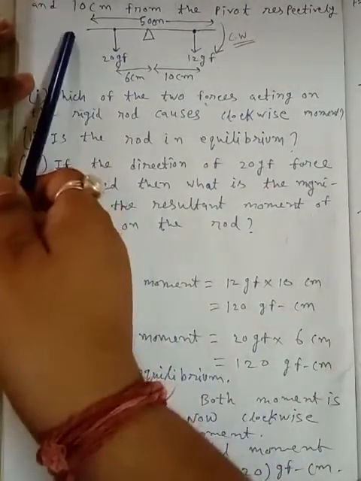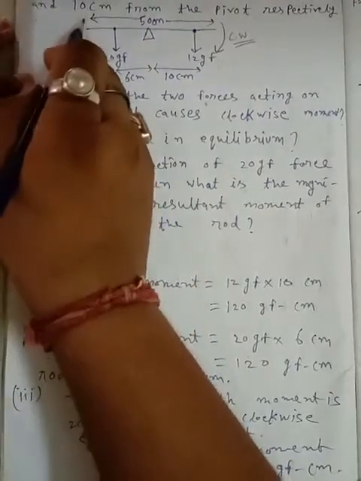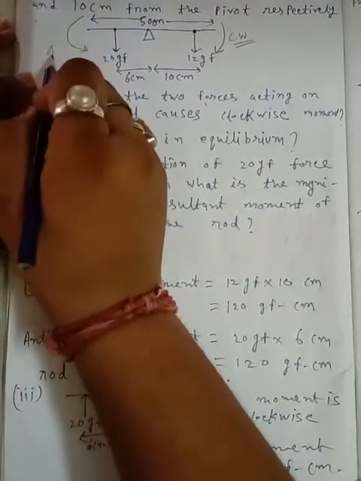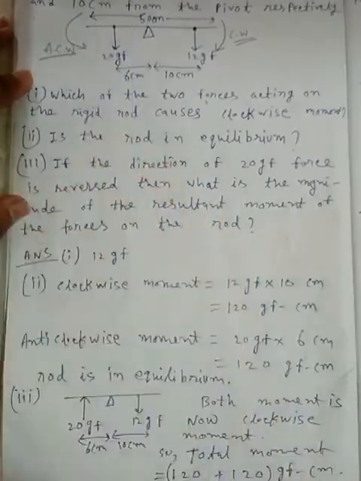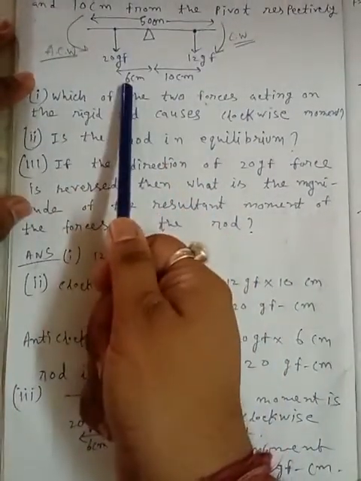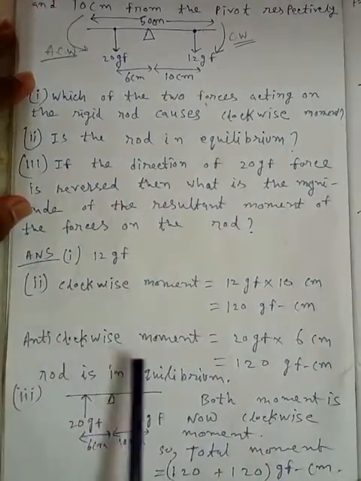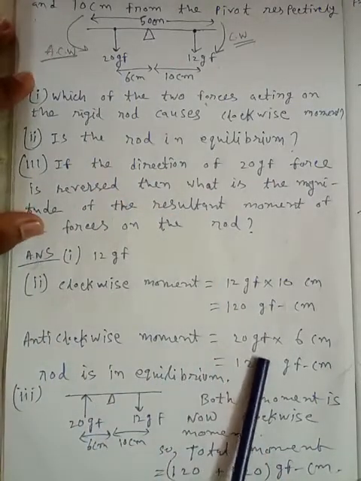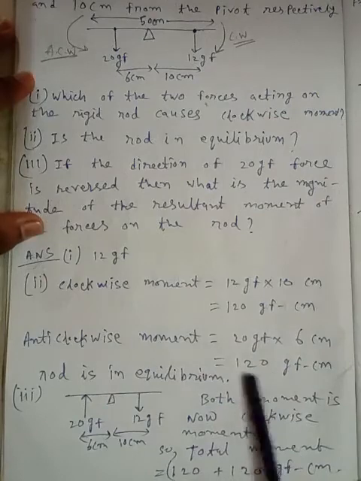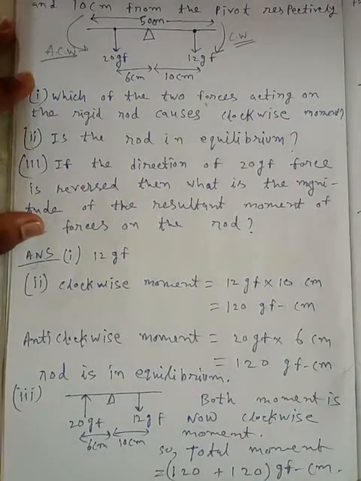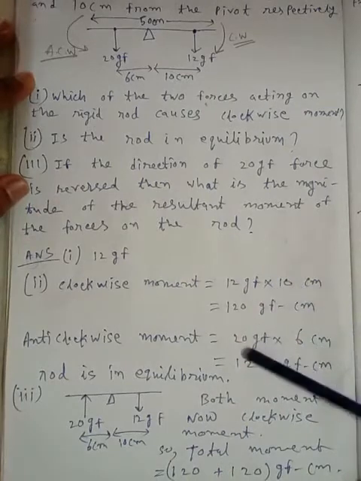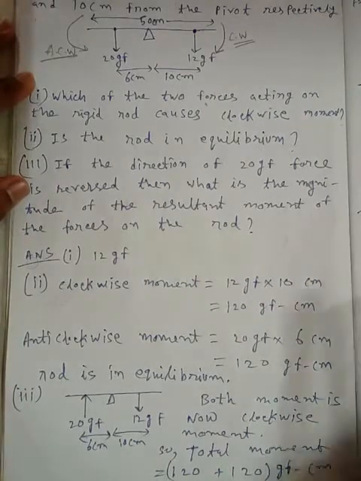Now see here 20 GF wants to rotate this rod anti-clockwise. So 20 GF creates an anti-clockwise moment. Now this is 6 cm and 20 GF. So anti-clockwise moment will be 20 GF multiplied by 6 cm. So it will be again 120 GF centimeter. So clockwise moment is equal to anti-clockwise moment. That means the rod is in equilibrium.